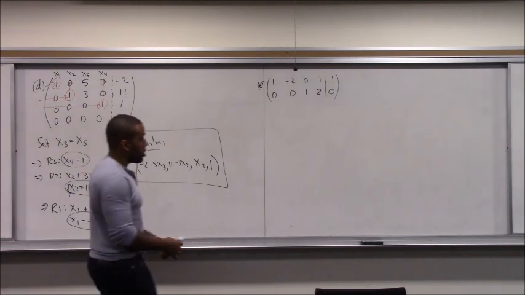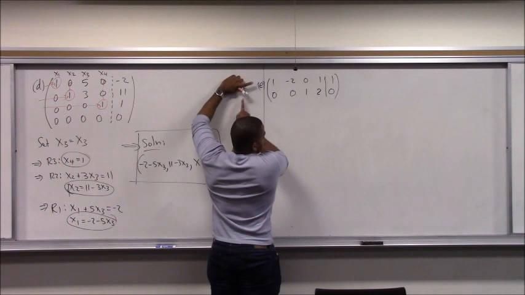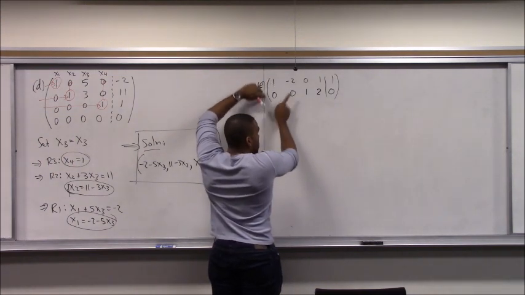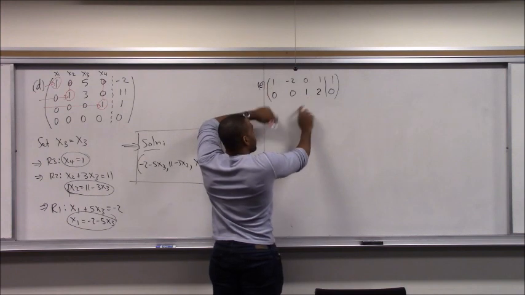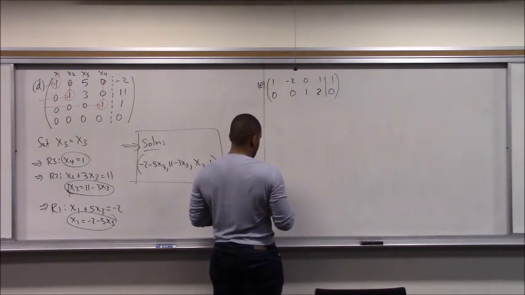Okay, so this one is already also reduced. Again, zero rows are at the bottom, there are none. First non-zero number in every row is a 1. The ones appear to the right of the ones that are above them. There's only zeros in their column. It's in reduced echelon form.